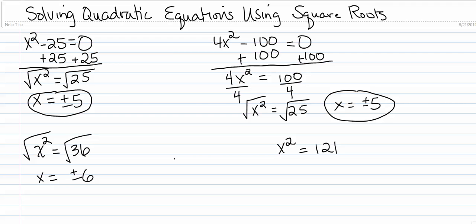And this one, again, is already set up exactly the way we want it to be. Square root of both sides, the square root of x squared is x, and the square root of 121 can be positive 11 or negative 11. It probably wouldn't hurt for you to get yourself familiarized with maybe the first 13 perfect squares. That way you don't have to jump to your calculators so fast.